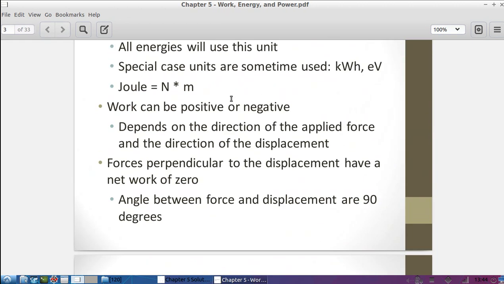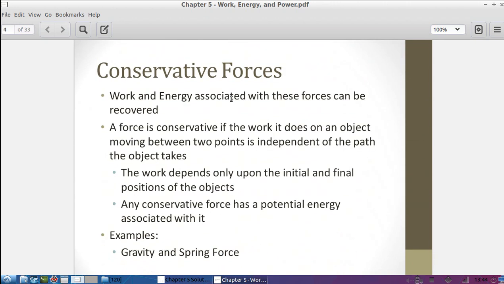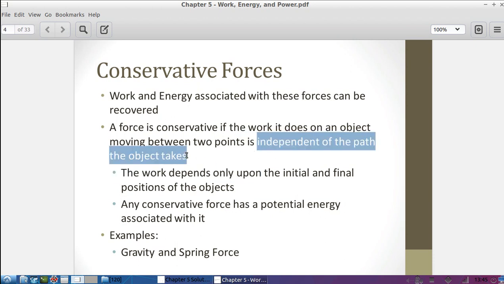So let's talk about two types of forces. We've got conservative forces and non-conservative forces. There are many different types. I'll talk about the common ones that we see and why they are important. A conservative force does not depend on the path of the object. Whether an object travels in a straight line or it travels a curved path, a conservative force does work on it regardless of its path.